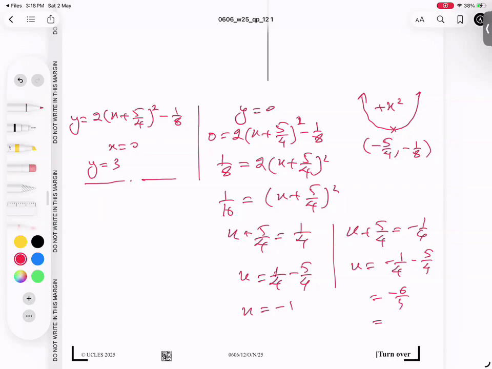If I plug in y0, so 2 times 16, root is a 4. So this is 5 upon 4. Let me recheck once again. Okay, now this is done. Correct. And I get here -1, -1.5. Correct, students. Now we got this one right. So it means this is not possible.